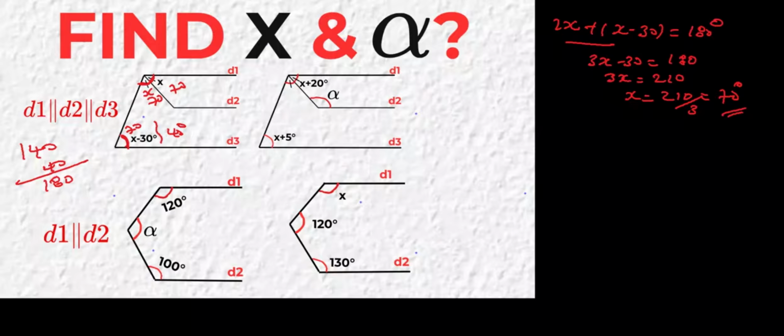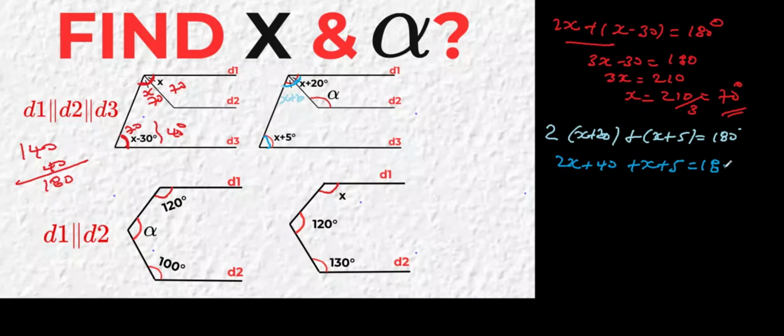So in the second example, just the same thing, x plus 20, this must be x plus 20, this one also. So that means 2 times x plus 20, right, plus x plus 5 is equal to 180 degrees, because the sum of same-sided interior angles will be 180 degrees if it is between 2 parallel lines. So that means 2x plus 40 plus x plus 5 is 180 degrees.